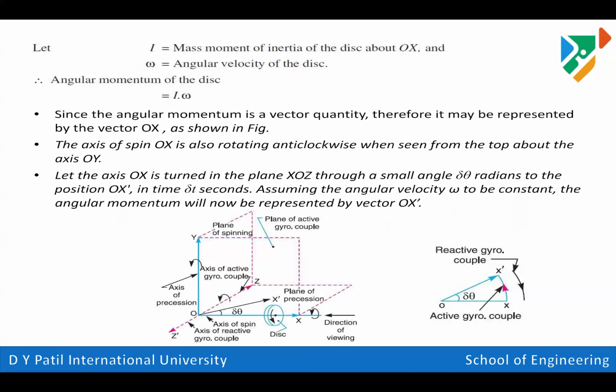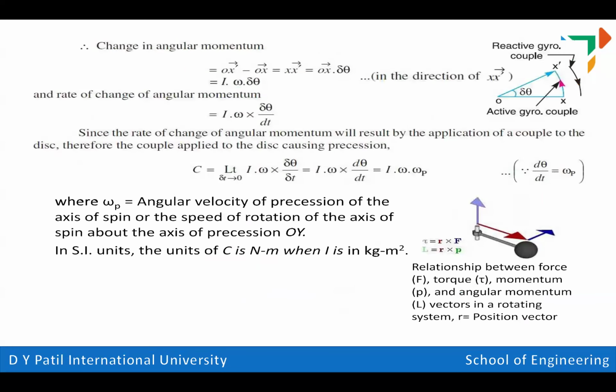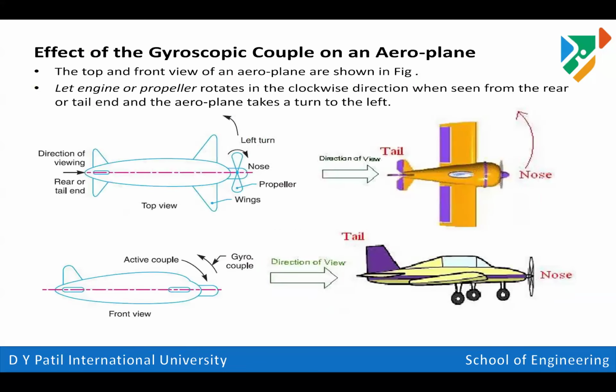Okay. Now to calculate the value of gyroscopic couple, we have taken the limit of delta theta by delta t, that is the rate of change of angular displacement with respect to time. That is nothing but your angular velocity of precession. So by putting all these, we have I omega omega p, where omega p is the angular velocity of precession, omega is your angular velocity of the disk, and I is the moment of inertia, m k square. Okay. So this is all about how one can find out the gyroscopic couple acting on the system.